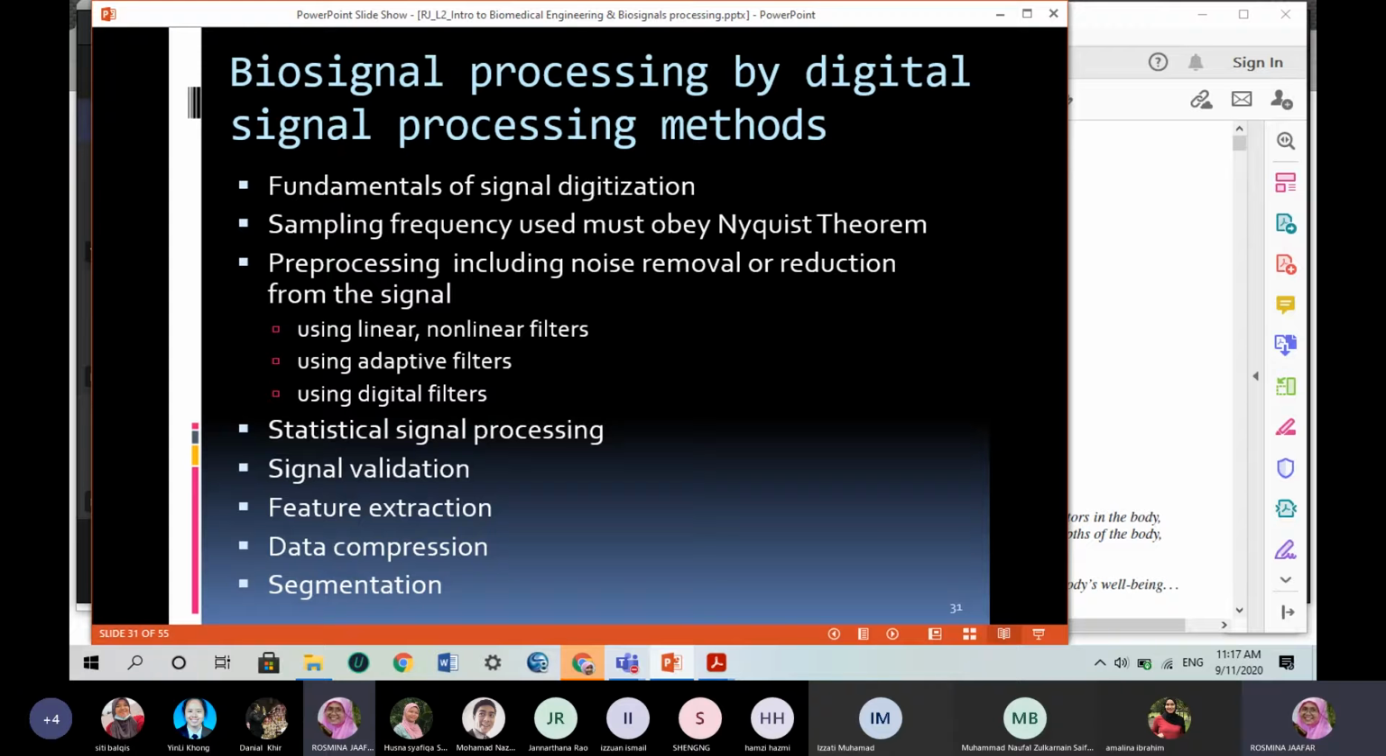Okay, and the last two processes are data compression and segmentation. Segmentation is actually part of the process whereby if the signal is too long, you can do processing by segmentation, meaning that you do it part by part. You break it into short signals and then you repeat the same signal processing on the next consecutive segments, so that you can have an overall result. Without segmentation, the programming will be very long.